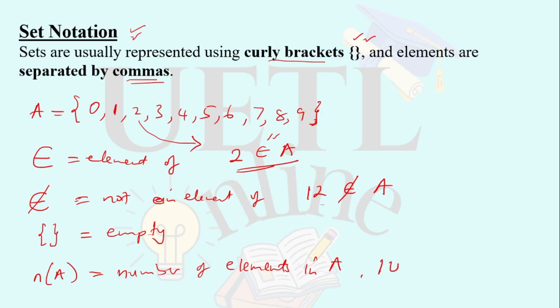So given this, you know that n(A) means the number of elements of A, and this one means an empty set. This one means it is not an element of, and it is used in this form, and this one means that it is an element of, which is written in this form. So this is all about set notation. Make sure you master this.